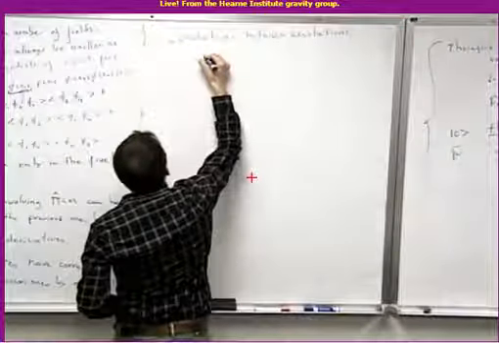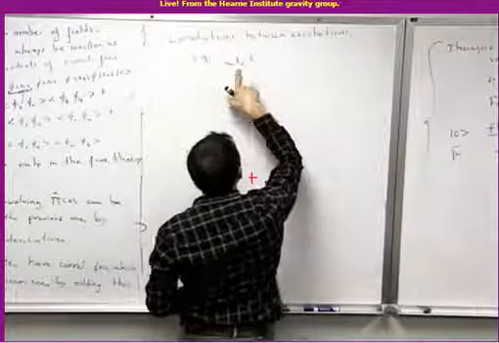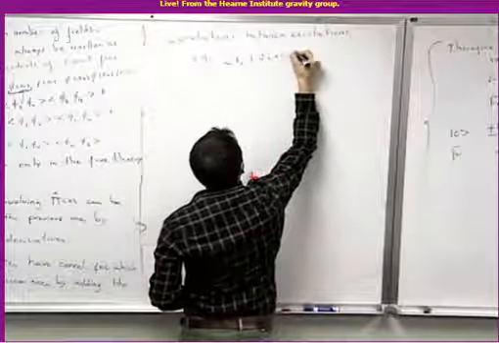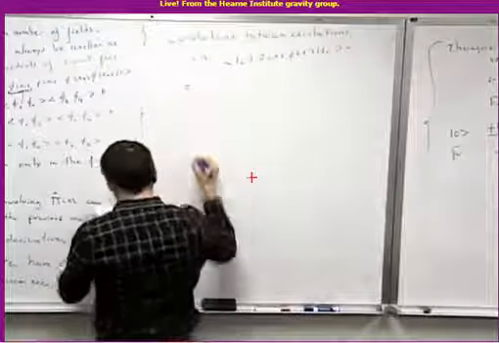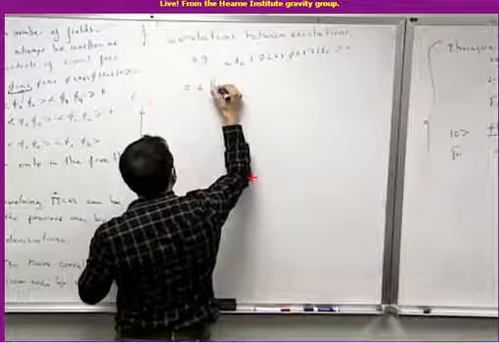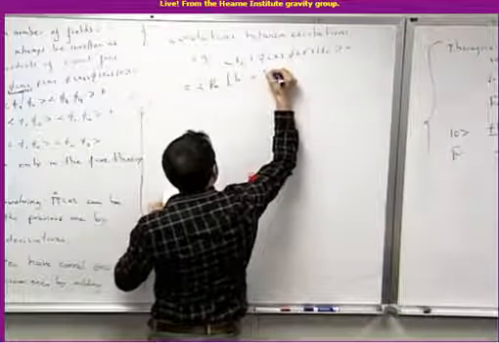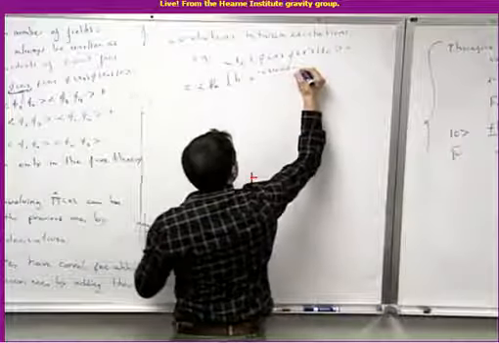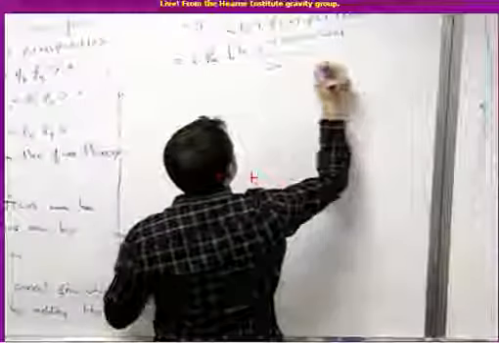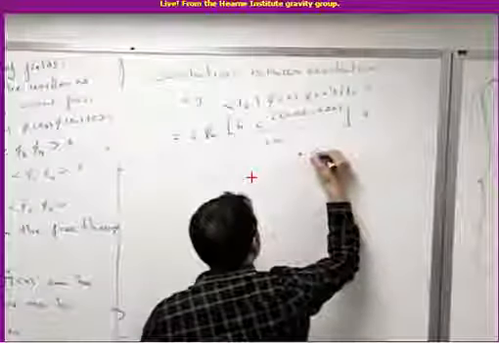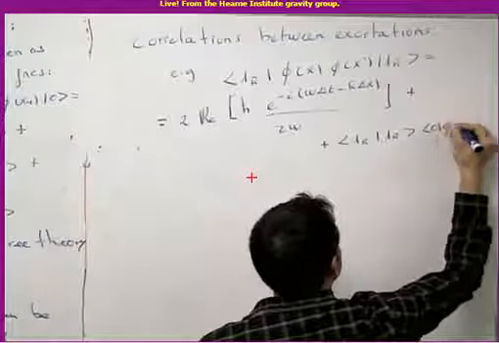So for instance, if you compute the 2-point function for a state containing one single quantum with momentum k, you can check that this can be written as twice the real part of h bar e to the minus i omega delta t minus k delta x over 2 omega, plus the norm of this state times the vacuum correlation function.